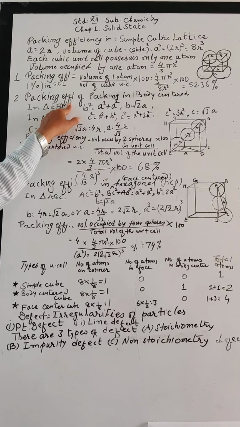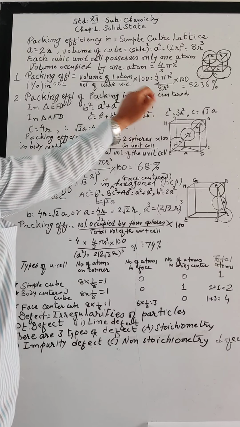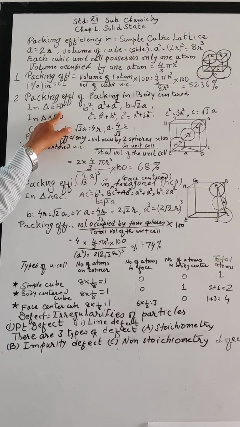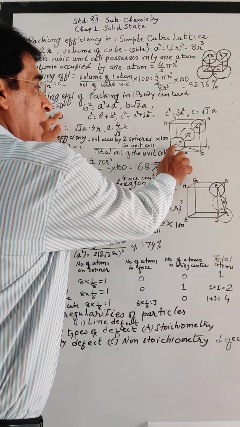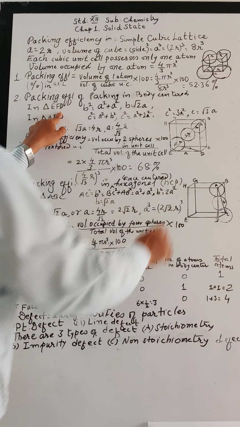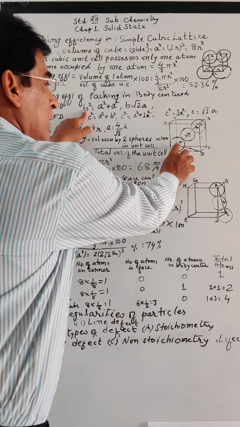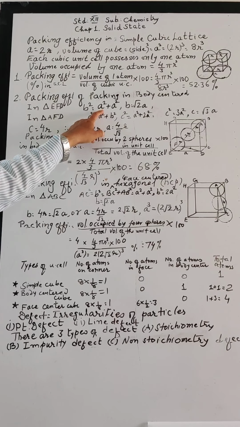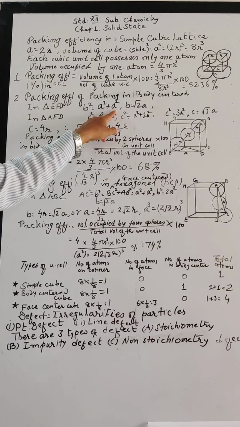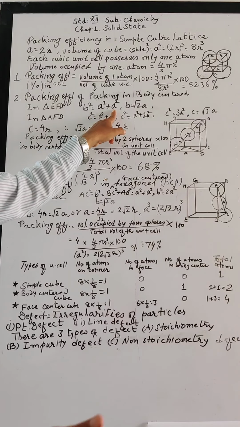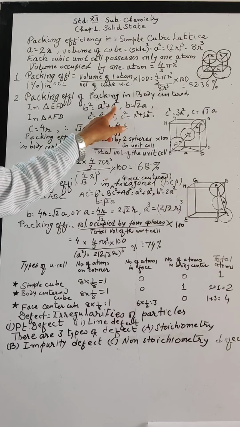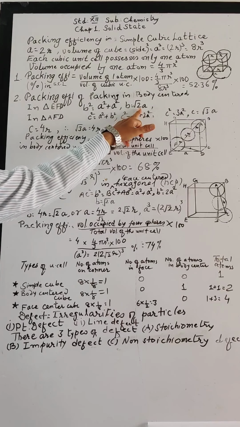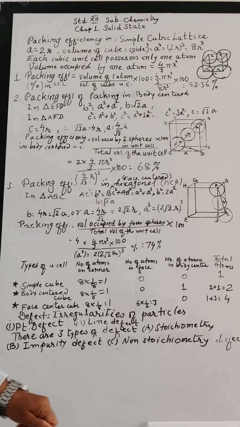Packing efficiency in body centered lattice. In this figure, in triangle EFD, B square, hypotenuse square, is equals to A square plus C square, that is equals to A square plus A square, that means B equals to root 2 into A.